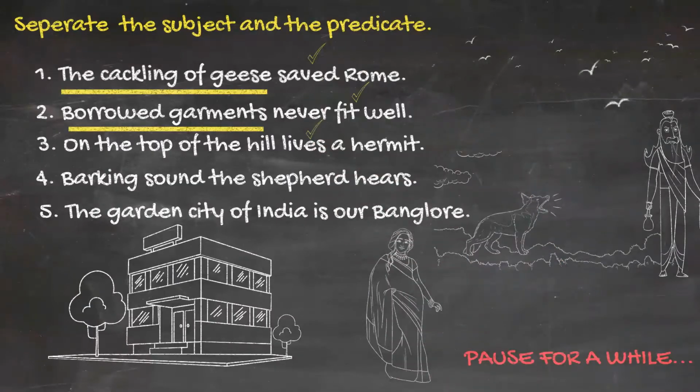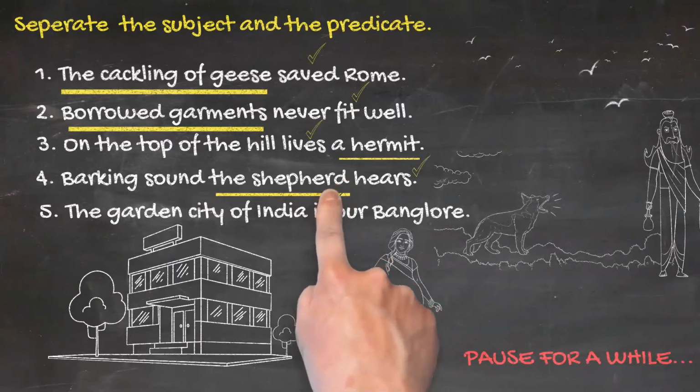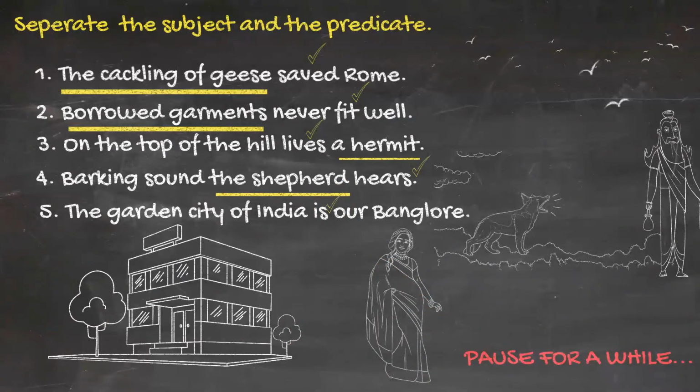3. The verb is lives. The sentence says something about a hermit. 4. The verb is hears. The performer of the action is the shepherd. 5. The verb is. The sentence is telling something about our Bangalore.